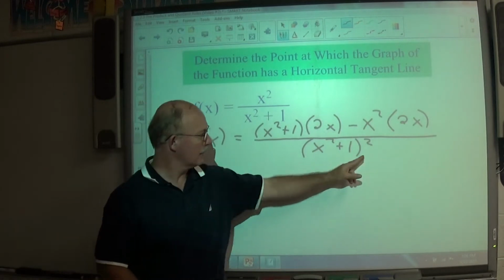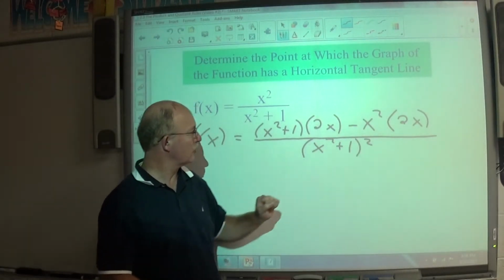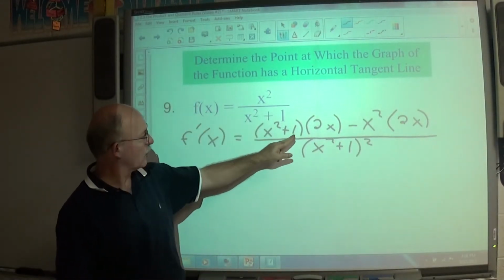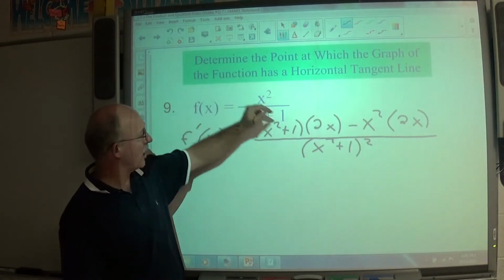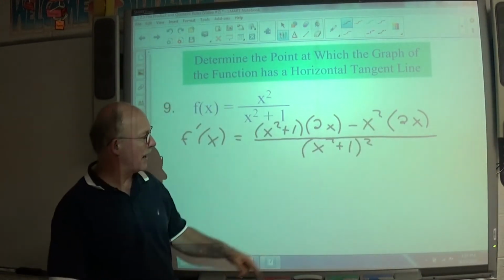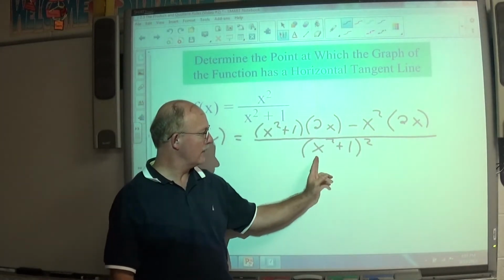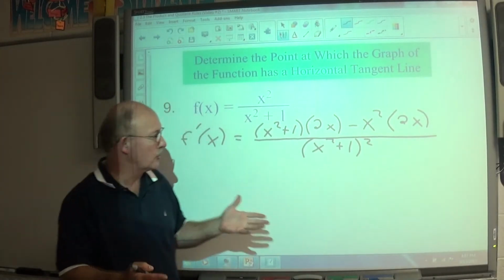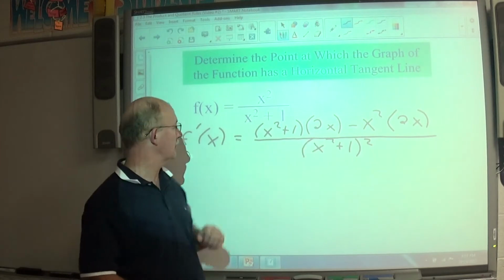And once again, the bottom squared, so x squared plus 1 quantity squared, and at the top, x squared plus 1 times the derivative of the top, which is 2x, minus the top times the derivative of the bottom. And just be careful as you take the derivative of the denominator. The derivative of x squared is 2x. There, you got it. Now let's see if we can simplify this a little bit.